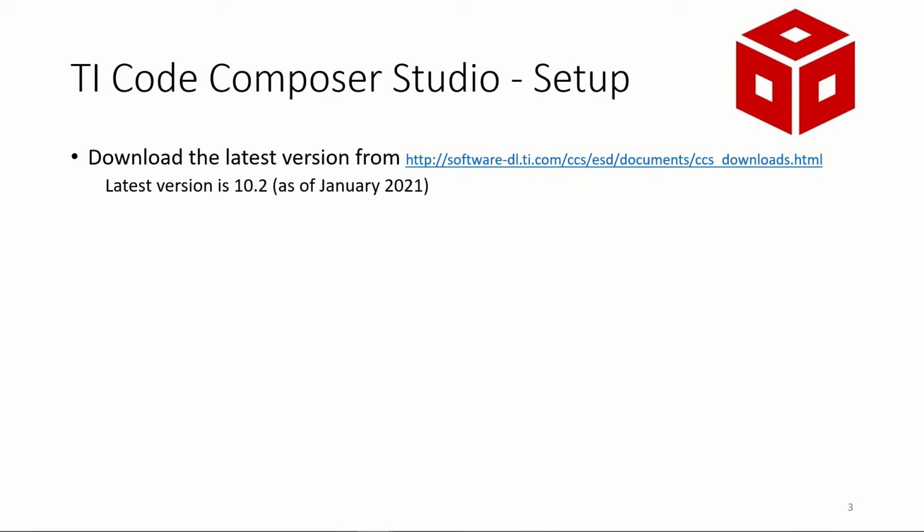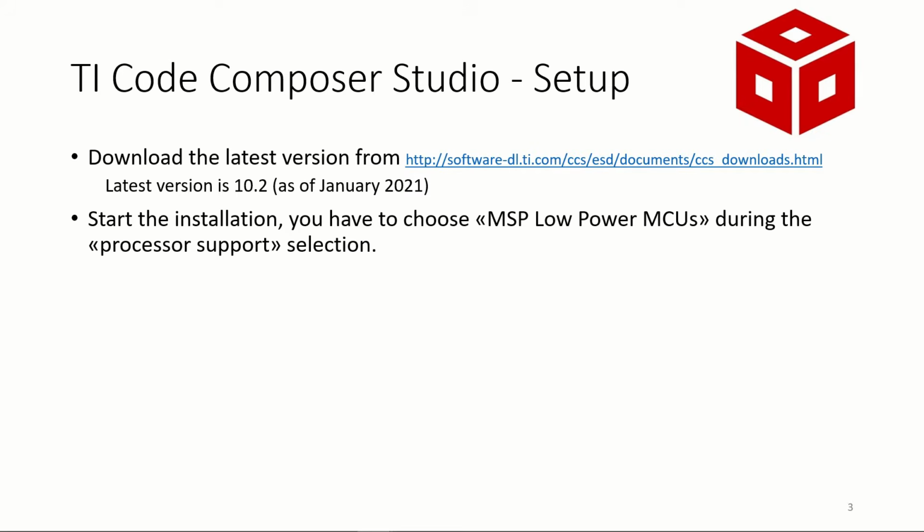You can download the latest version from this link, and the latest version is 10.2 as of January 2021. I'm using an older version of CCS, 9.2. However, the properties that I show here are valid for newer versions as well. By the way, CCS doesn't require a paid license.